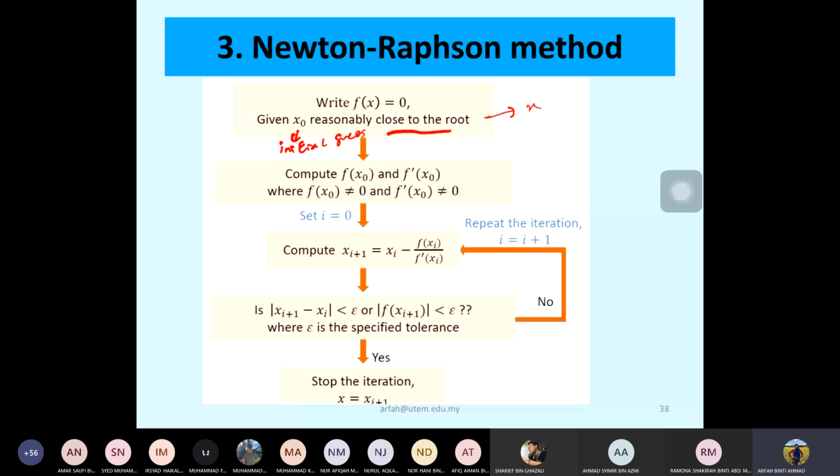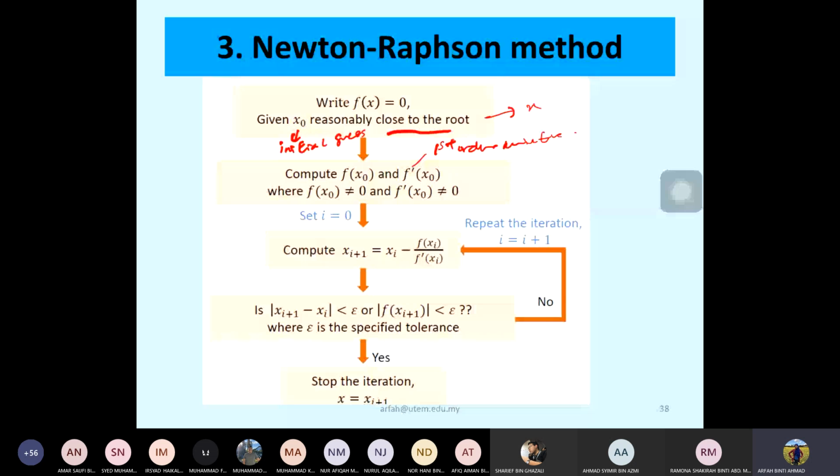Kalau awak punya initial guess tu jauh daripada root, maybe awak kena buat iteration sampai 10 kali ke 20 kali ke and so on. Depending on the situation. Okay. So compute f of x0 maksudnya gantikan the function with the value of x0 and first order derivative of the function dengan x0. Okay. Where f prime x0 cannot be equal to 0 because dia akan libatkan division of the function.